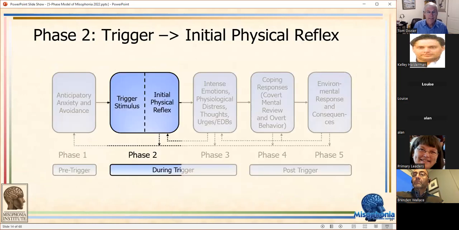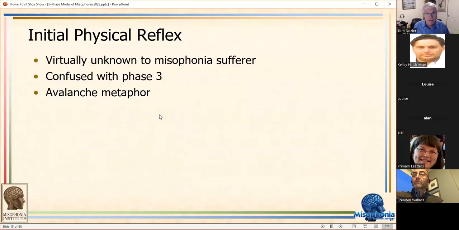So the next phase, this is really key, and this is something that the vast majority of you do not recognize in yourselves, is that there's the trigger, and then there is what I call the initial physical reflex. And this is typically a muscle response, but it's virtually unknown by misophonia sufferers. It's often confused with phase 3, with the distress that comes with the trigger.